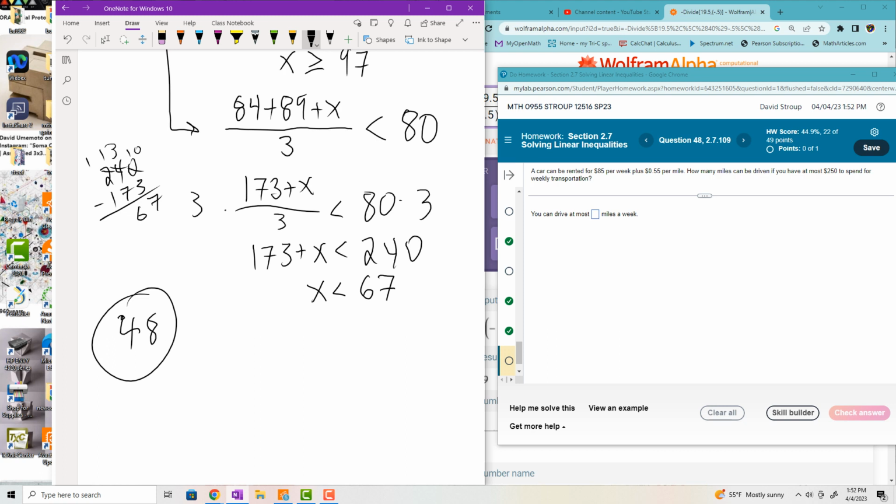The equation for the cost is going to be that 55 cents per mile, so we'll let x be the number of miles, and then this $85 down price. Okay. And this needs to be less than or equal to whatever amount of money you have. So you have 250 bucks, you've got to make it less than or equal to that. Okay, so I'm going to subtract 85 from both sides.